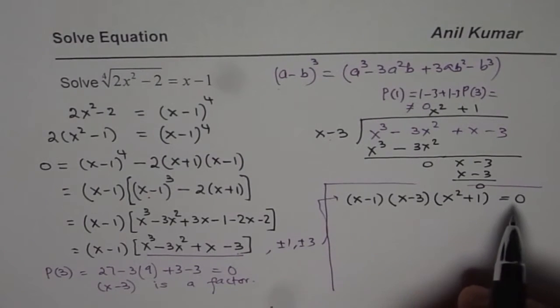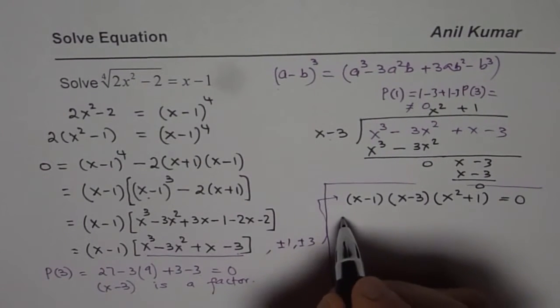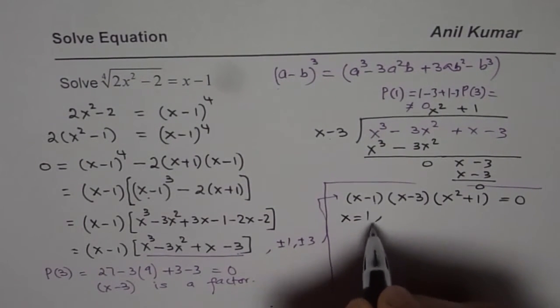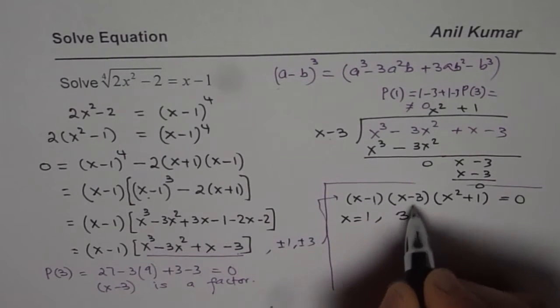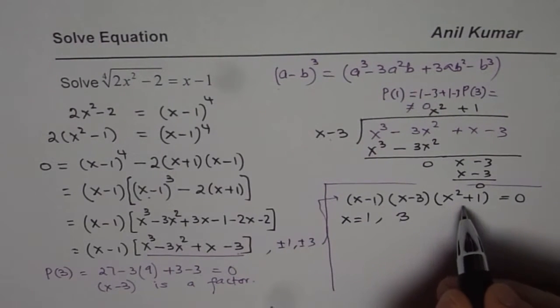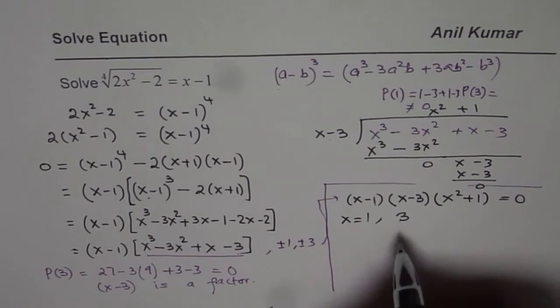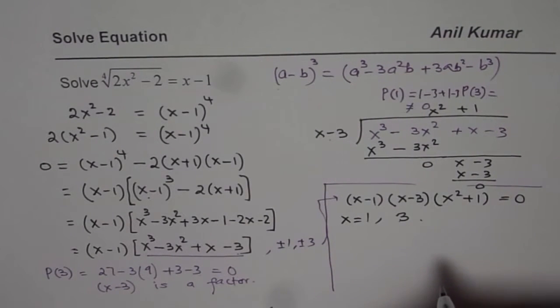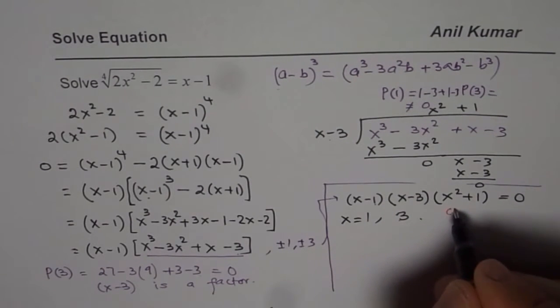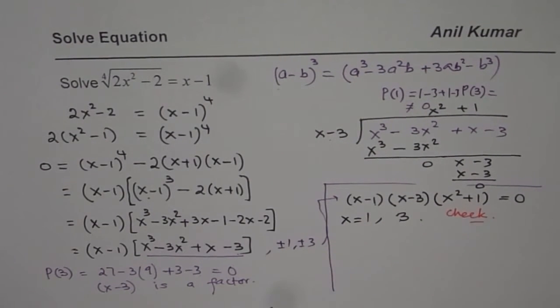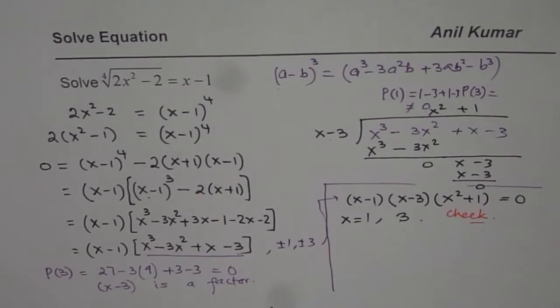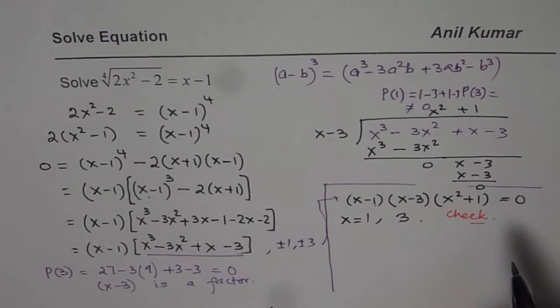Now what are the solutions? The solutions here are x equals 1, right, and x equals 3. So these are the two solutions. This is always positive, it is never 0, so we get two solutions. So these are possible solutions. Now what you should do is check these solutions. To check, what we are going to do is substitute this value on the left side and see if it is equal to the right side.